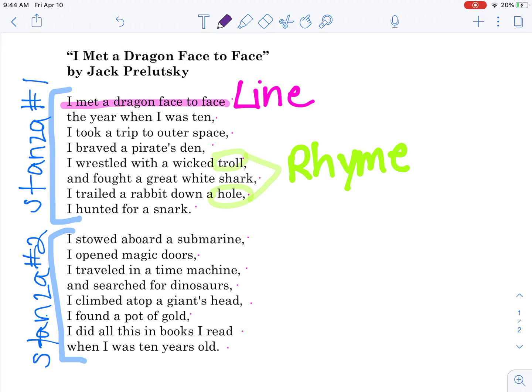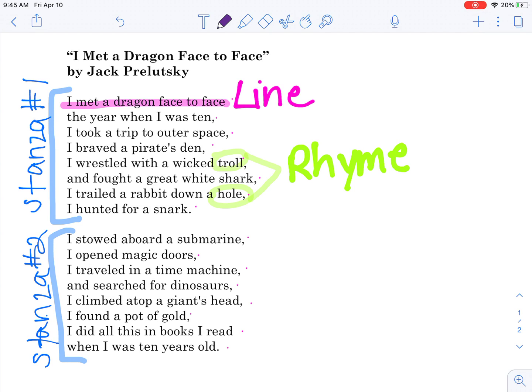All right. I met a dragon face to face the year when I was 10. I took a trip to outer space. I braved a pirate's den. I wrestled with a wicked troll and fought a great white shark. I trailed a rabbit down a hole. I hunted for a snark. I stowed aboard a submarine. I opened magic doors. I traveled in a time machine and searched for dinosaurs. I climbed atop a giant's head. I found a pot of gold. I did all this in books I read when I was 10 years old.